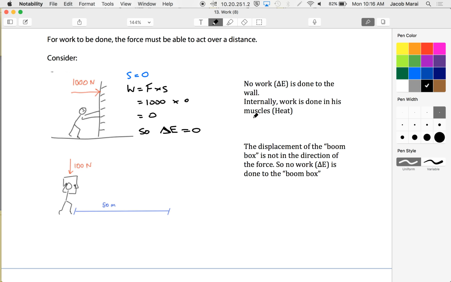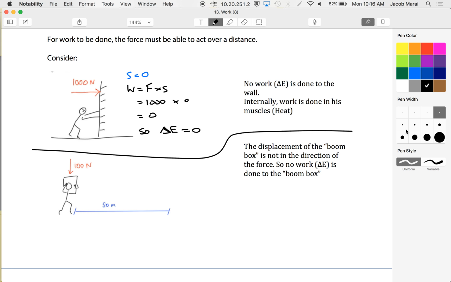The next example, these are two examples where no work is done, okay? So the next example is if I carry a boombox on my shoulder, which I don't have my boombox, but you know what a boombox is? It's like your old school speaker.